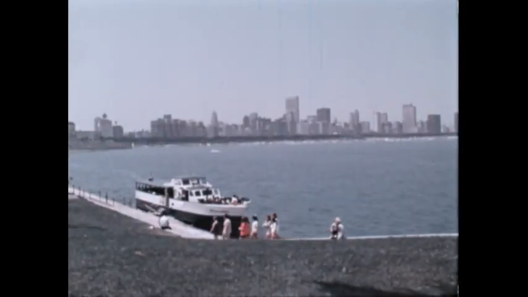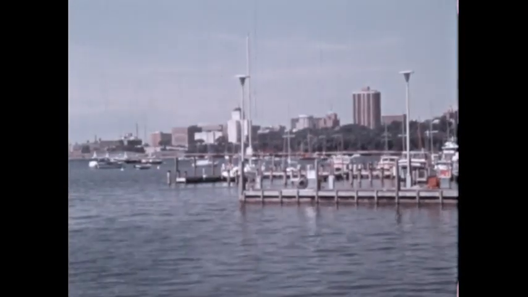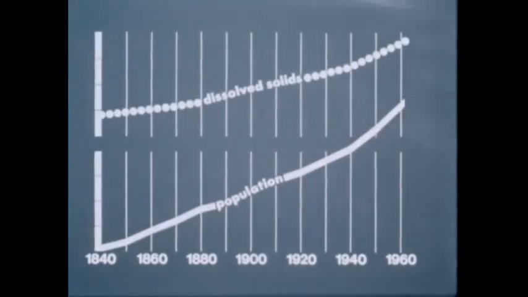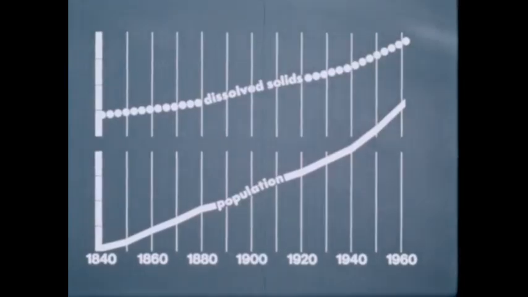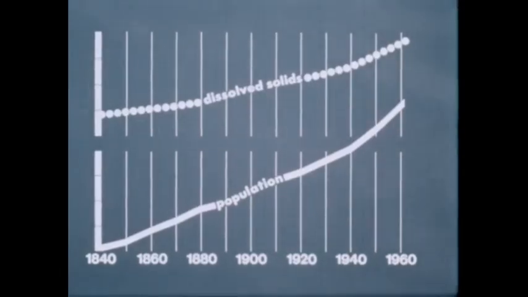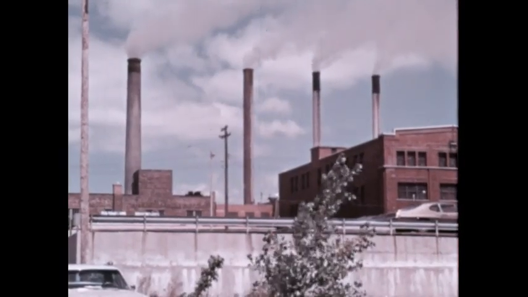The increased rate of eutrophication seems to be directly related to the growth of man's population around lakes. This graph shows that the population around Lake Michigan has steadily increased since 1840. There has been a corresponding increase in dissolved solids in the lake. A similar correlation exists in the other Great Lakes. The conclusion is obvious. Man substantially contributes to and speeds up the natural aging process.